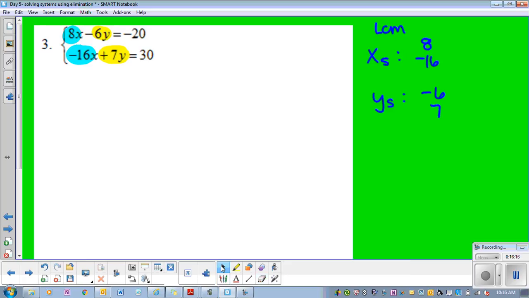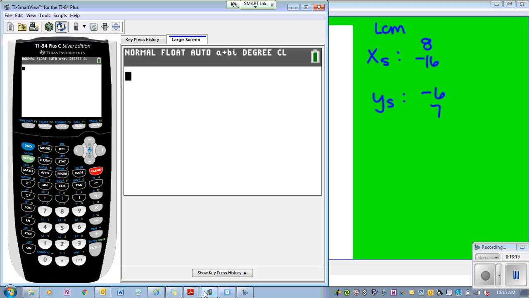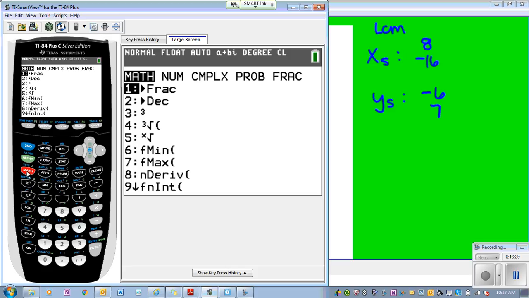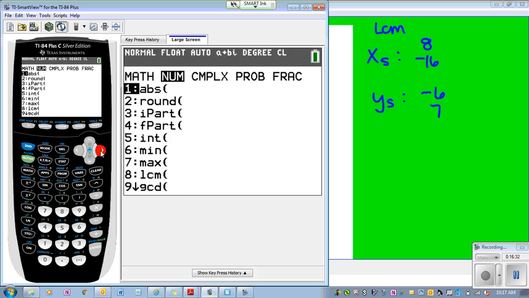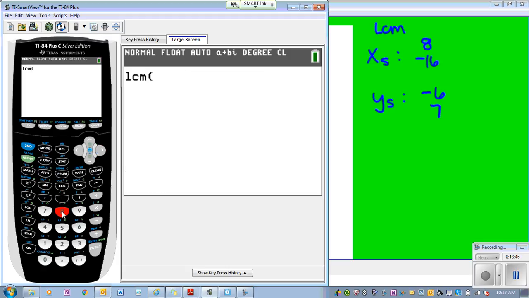So now, let's go to our calculators. All right? To get the LCM, it's in the same place as your GCD. Go to math, number. Do you see LCM? Yeah, the 8th one down, right? Math, number, LCM. So remember, we can't put negatives in this guy, and we can only do 2 at a time, which is perfect. Let's do our x's. 8, comma, 16.